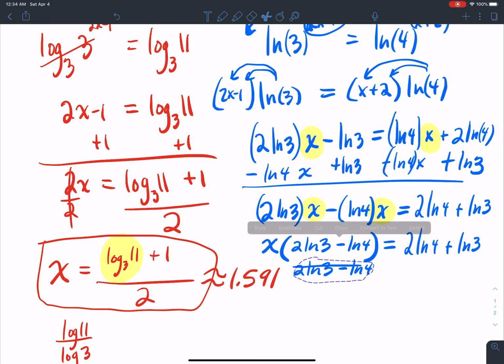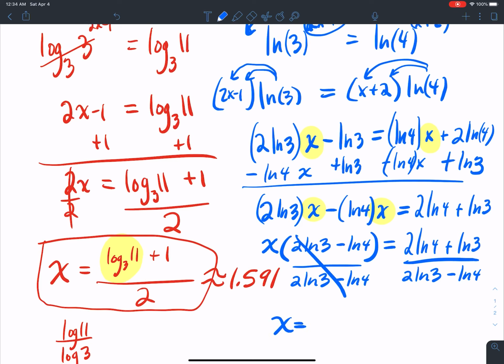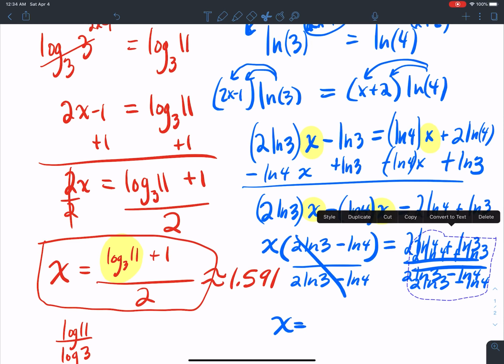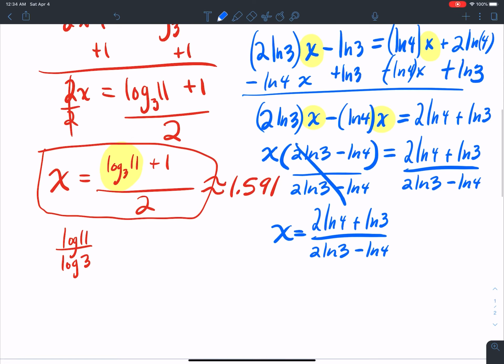Okay, I divide both sides by this. And voila, my answer is x equals, and this is the exact answer right here. I know it looks complicated, and it is, but that's the exact answer. All right, now you could do some simplification if you wanted to, but I would take this as an answer. But if you wanted to simplify, you could simplify this.